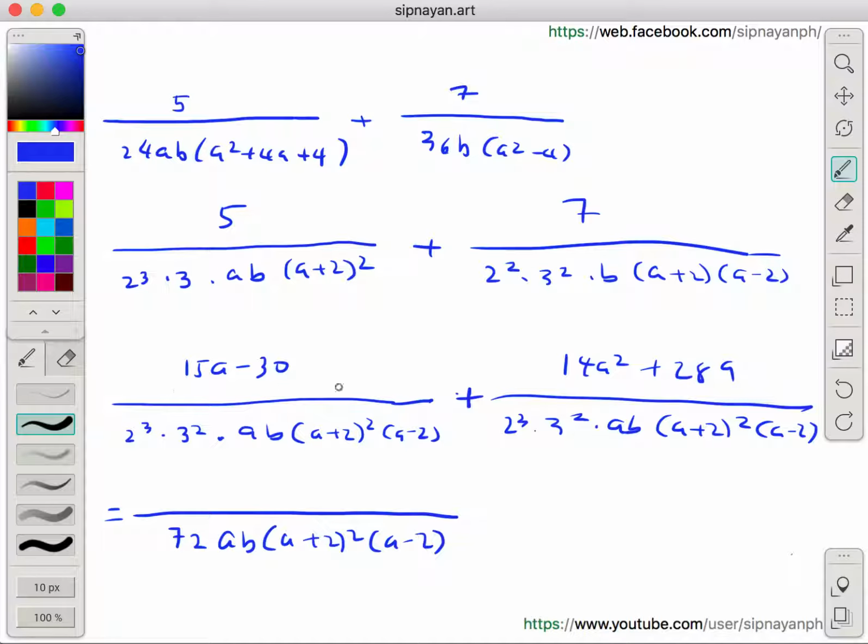And then ito, pwede na natin combine. Unahin natin yung 14A squared kasi mas mataas yung exponent niya. Pwede in any order naman yan; yung pag-order natin ng exponent in decreasing or increasing is only for aesthetics. Hindi naman siya mali pag unahin mo itong 15. And then we have a 28A and a 15A. So 28 plus 15 is 43A. And then we have a minus 3. Okay?